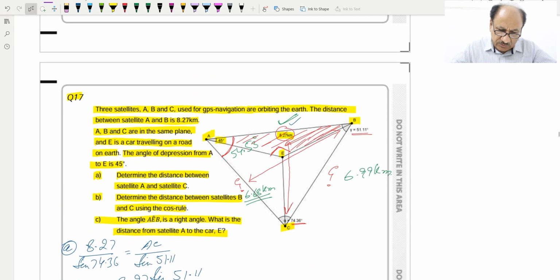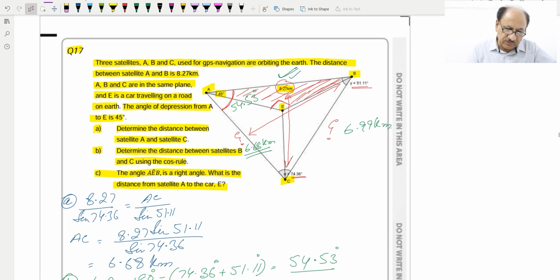So in this question, this was a little tricky. Understanding is very important for this one. You need to figure out which distance is required for A part, and the distance between A and C, which is AC distance, is required, which we found 6.68. Then for B part, determine the distance between satellite B and C using cosine rule.